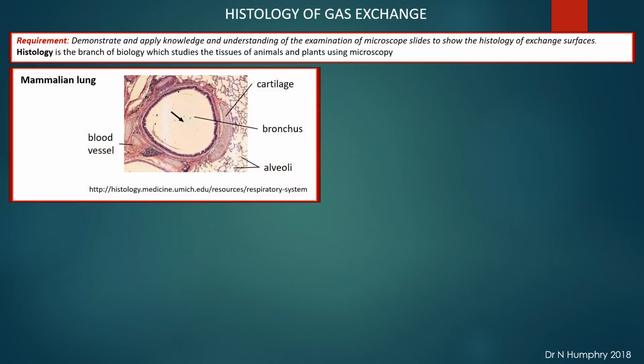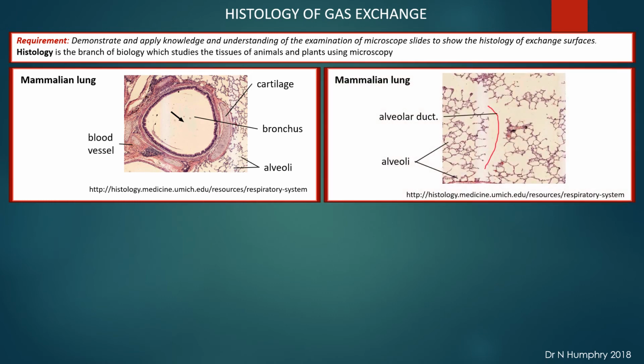In the first slide, a view of one of the bronchi is shown. Note the C-shaped cartilage as well as the diameter of the lumen in comparison to a blood vessel, which helps to distinguish this bronchus from a bronchiole. The next slide shows another view of the mammalian lung to illustrate the alveolar duct and alveoli.